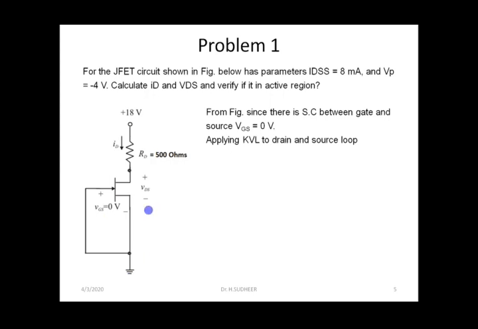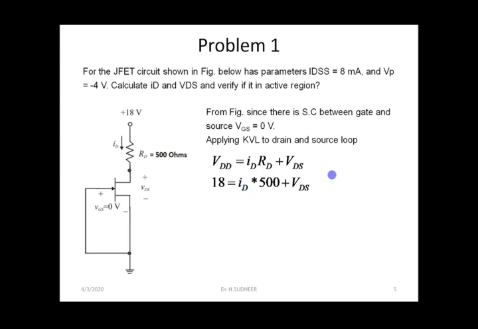Once we apply the KVL to this loop, we can write the equation VDD is equal to IDRD plus VDS, or else we can say minus VDD plus IDRD plus VDS is equal to 0. Rearranging, you will get the same equation. Substituting the values, VDD is 18 volts, ID we need to determine, RD is equal to 500 ohms given in the problem. We are writing VDS. There are two unknowns: we don't know ID, we don't know VDS.